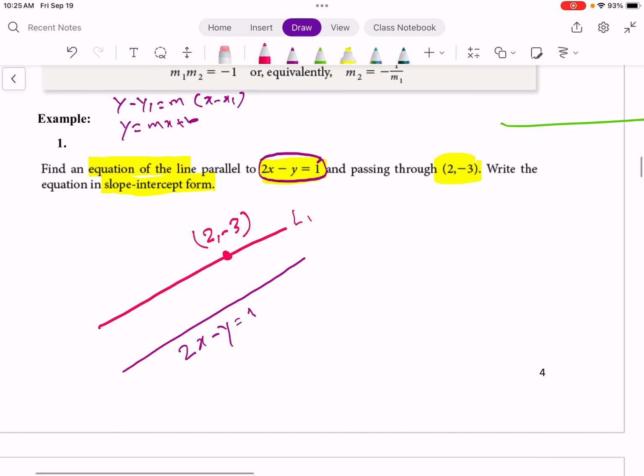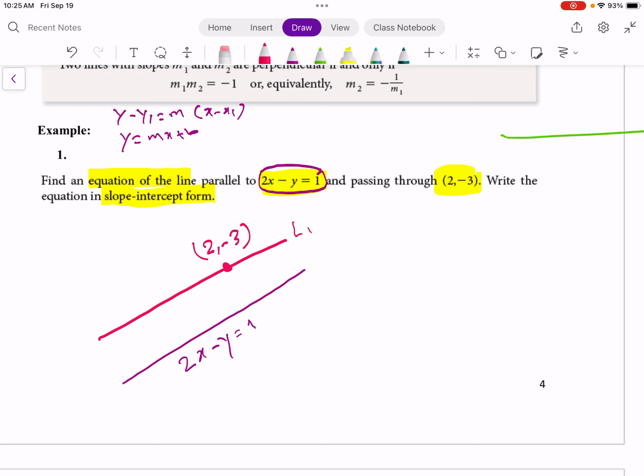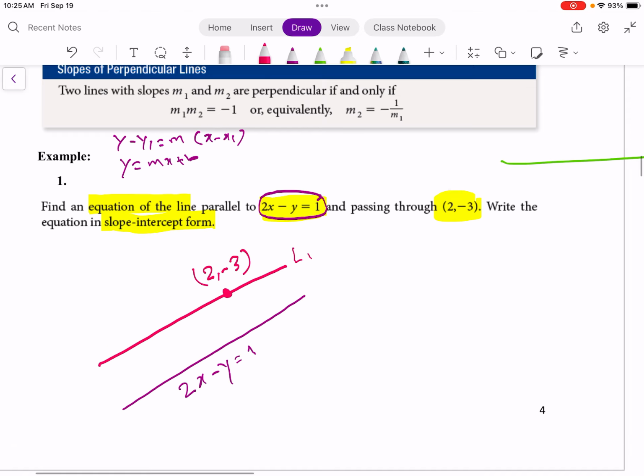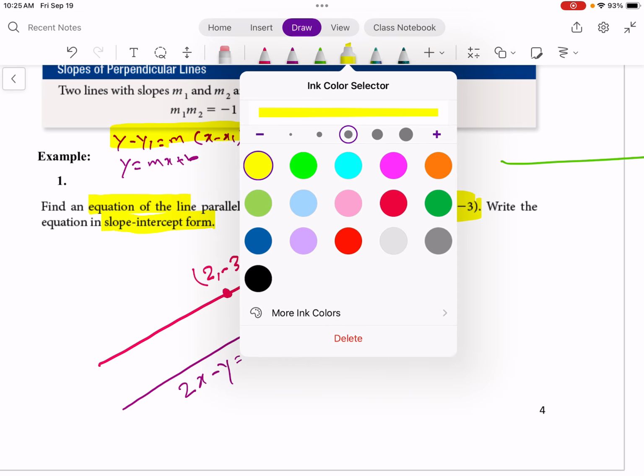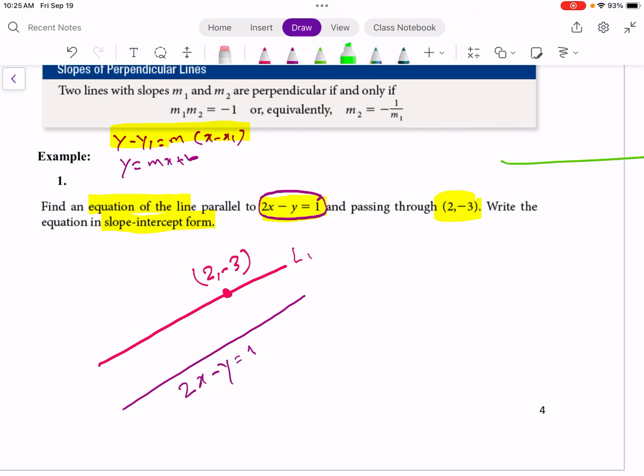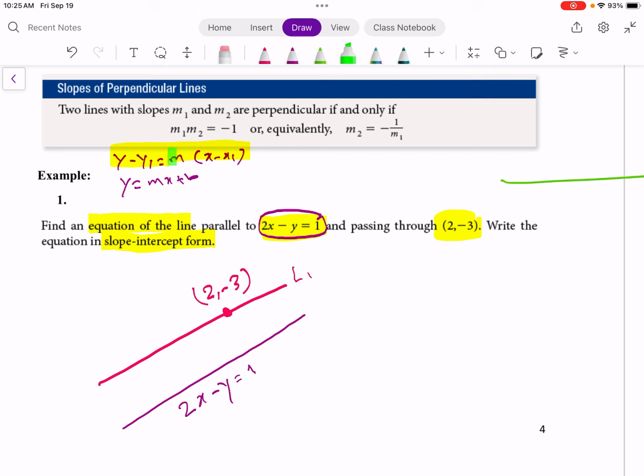Now to find the equation of a line, what do we need to know? If you want to use point-slope form, what do we need to know? We need to know the slope of the line. If you want to find the equation of a line, you need to know the slope of the line, and you need to know at least one point, (x1, y1). If you know the slope and at least one point, you can use this one. If you know the slope of a line and a y-intercept, you can use this form.